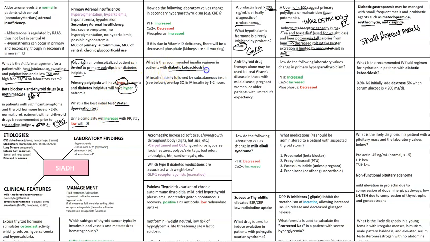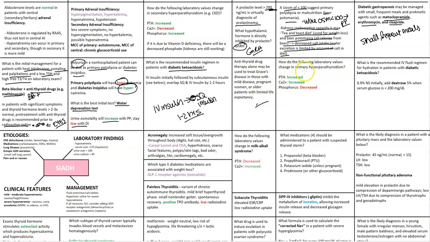What is the recommended insulin regimen for patients with DKA? That's IV insulin, followed by sub-Q insulin, with an overlap period of 1 to 2 hours between the two administrations. Anti-thyroid drug therapy alone may be used to treat Graves' disease in mild disease, pregnant women, or older patients with limited life expectancy.